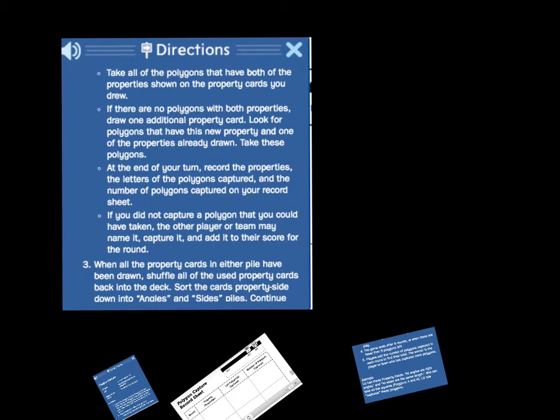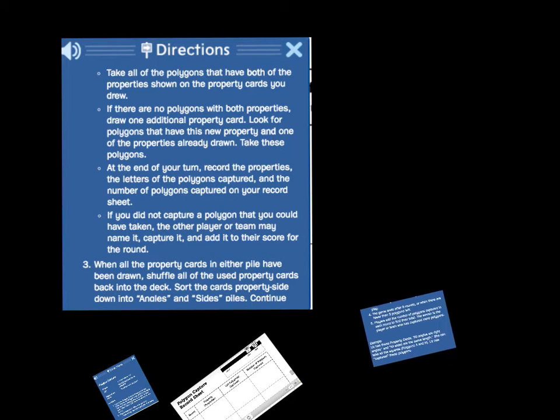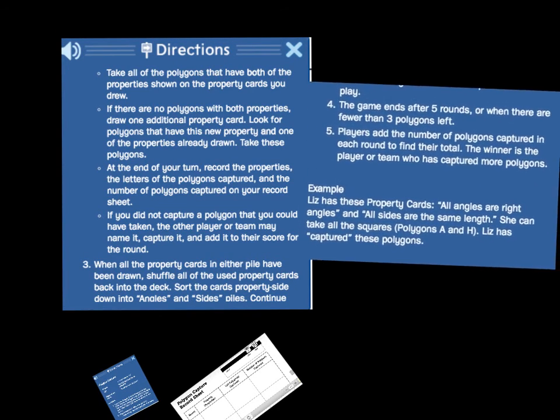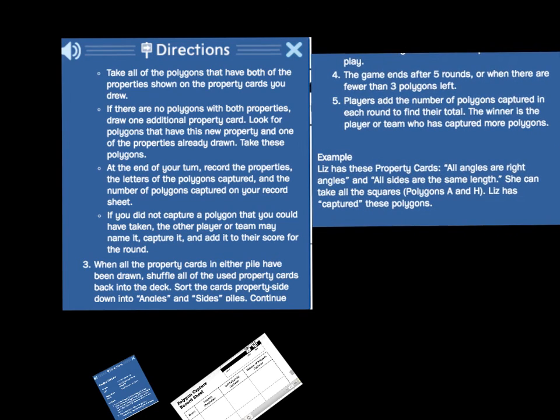So when all the property cards in either pile have been drawn, you're going to shuffle all of the property cards back into the deck and sort them property side down into angles and side piles again. And then you're going to continue playing. The game ends after 5 rounds, or when there are fewer than 3 polygons left. And the players add the number of polygons captured in each round to find their total. So the winner is going to be the player or the team.